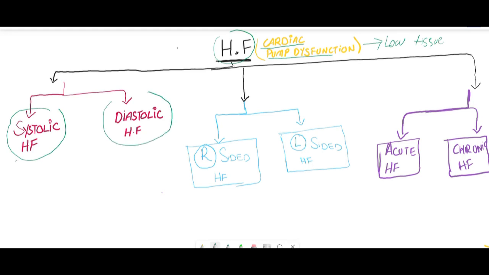In systolic heart failure, the ejection fraction of the heart is reduced, while in diastolic heart failure, the ejection fraction remains normal. The next important difference is the most common cause. The most common cause of systolic heart failure is myocardial infarction, while diastolic heart failure is due to myocardial infarction as well as myocardial hypertrophy.